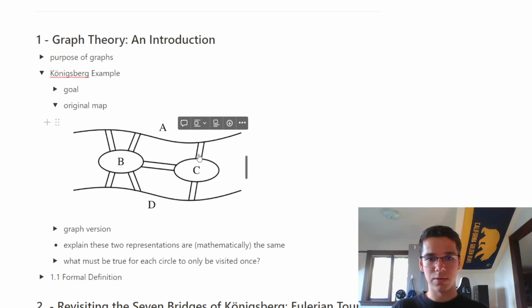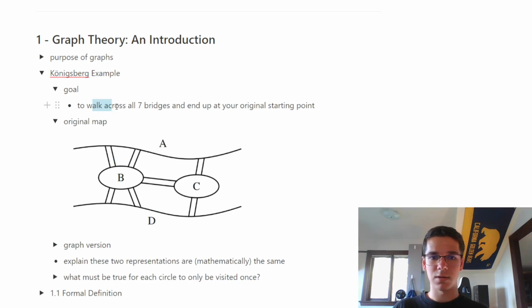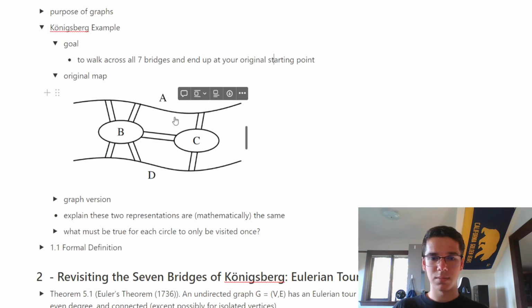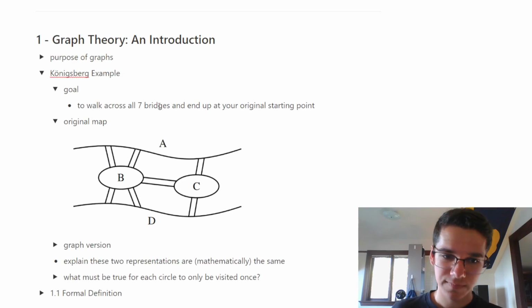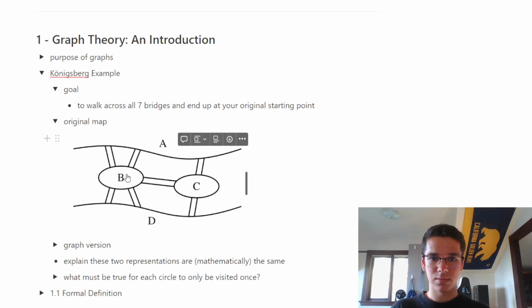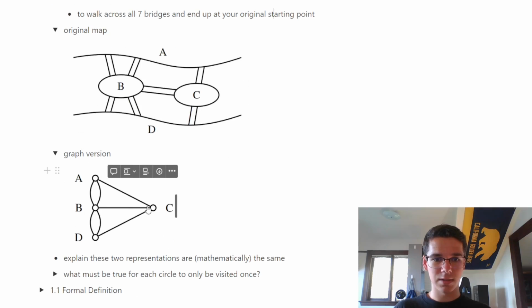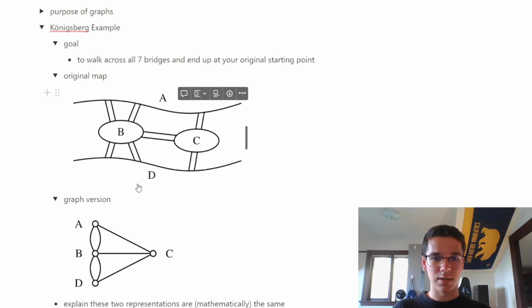And this is kind of the map. We have two lands over here, and then we have two islands, and then we have these bridges between them, and the goal is to walk across all 7 bridges and end up at your original starting point. And I think you can only cross each bridge once. And to get a more simplified version of this, we're going to convert it to its graph equivalent, and that looks like this. And we can just quickly verify that this image, this map, is the same as this graph.